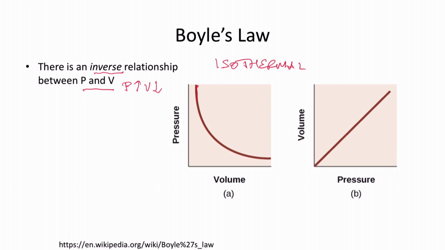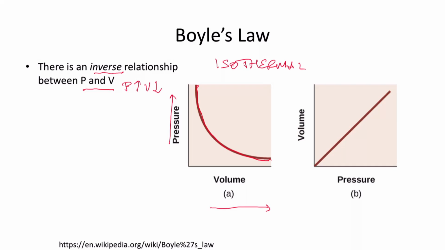This kind of curved trajectory is the hallmark of an inverse relationship. Notice that as the volume increases on this axis, the pressure actually decreases on this axis, or as the volume gets smaller and smaller, the pressure increases. This makes sense because if you have a gas in a container and you keep pushing on it, as you keep pushing more and more, the pressure is going to increase more and more, but the volume is getting smaller and smaller. So as the pressure increases, the volume decreases. That is what's known as an inverse relationship.